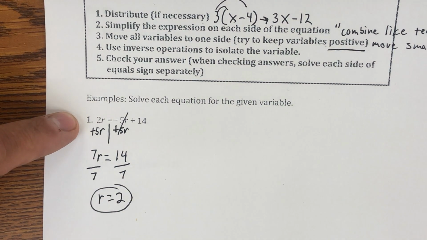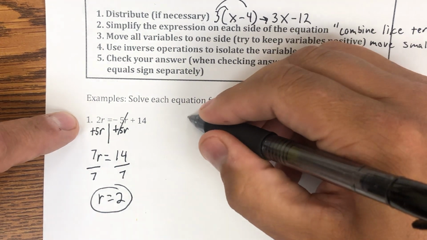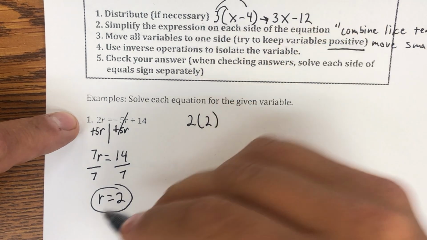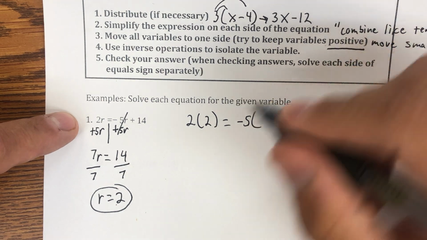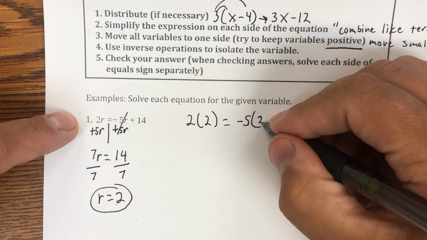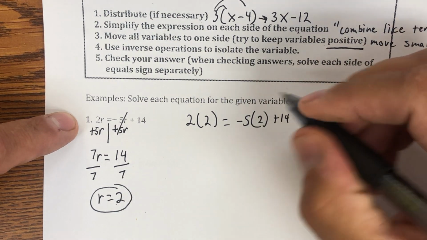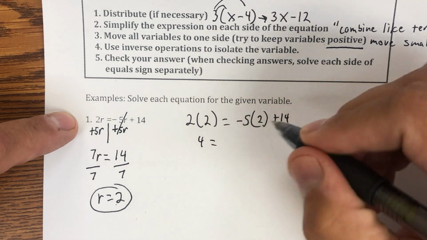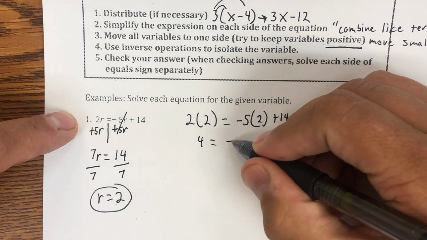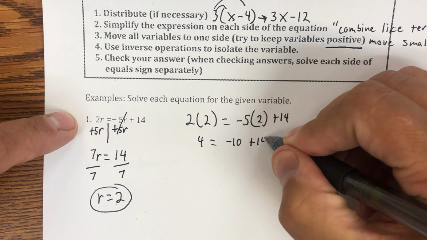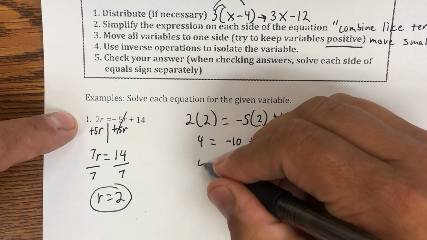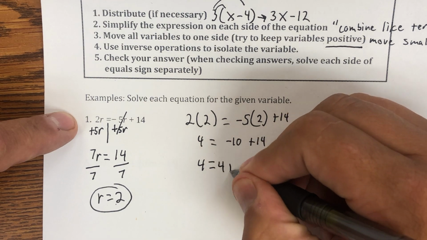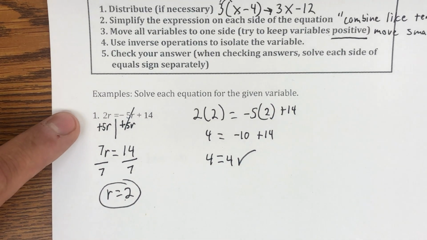Now we could check our work to make sure we get it right. Let's check it. 2 times 2, plugged in r, equals negative 5, parentheses, r is still 2, plus 14. Let's see if it works. 2 times 2 is 4. Negative 5 times 2 is negative 10, plus 14. And negative 10 plus 14 is 4. So 4 is indeed equal to 4. Check mark. We got it right.